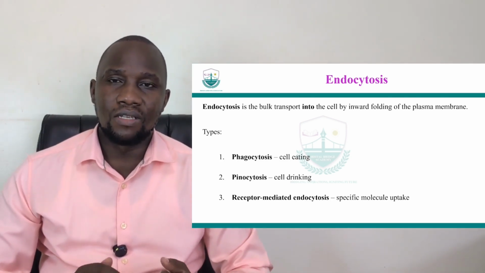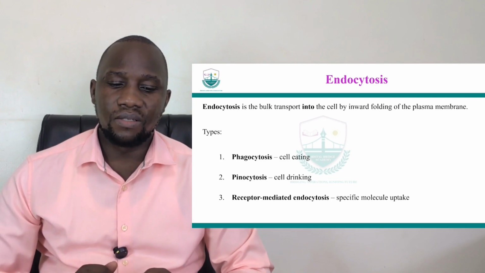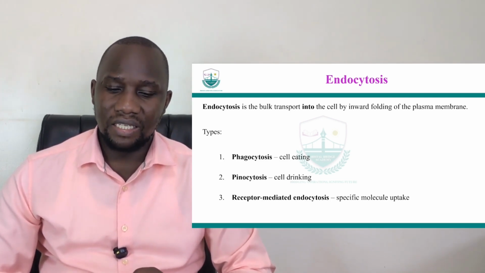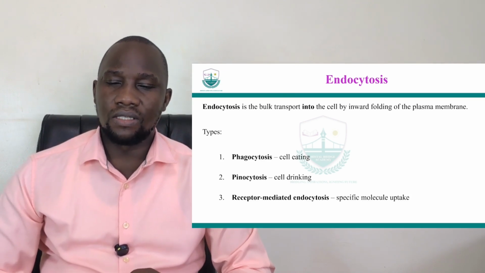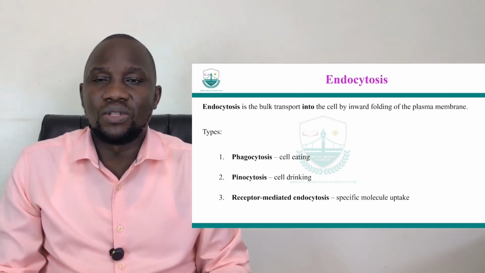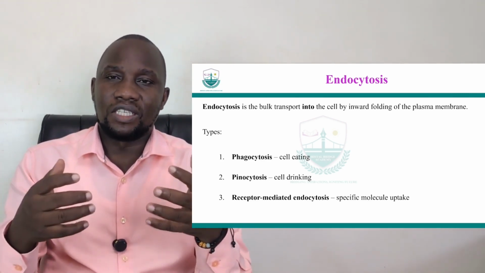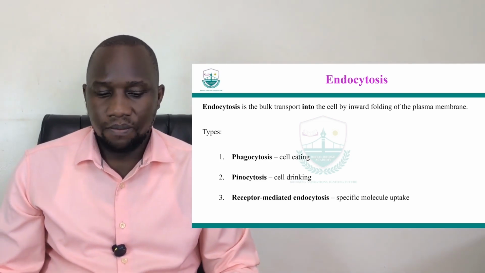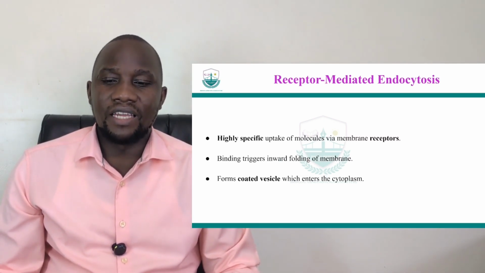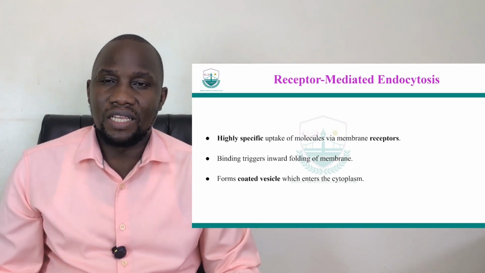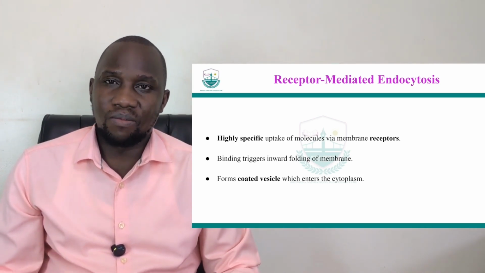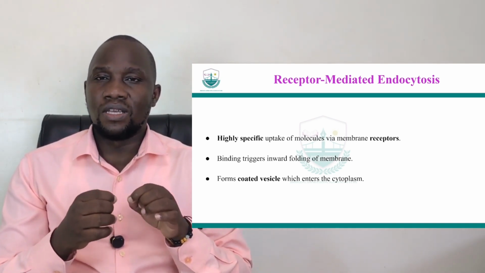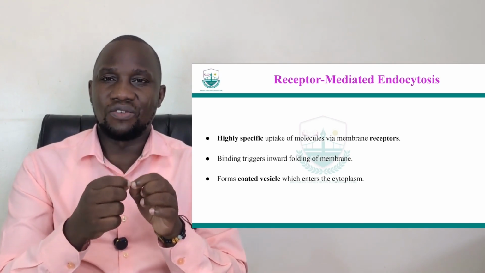Into that cell. So it can be by phagocytosis, pinocytosis, or receptor-mediated endocytosis, when we have a specific molecule that is being captured because it has fitted well into a particular receptor. So let's again look at this. This is what we are explaining. You have a particular receptor that captures particular molecules that can fit well onto that receptor.